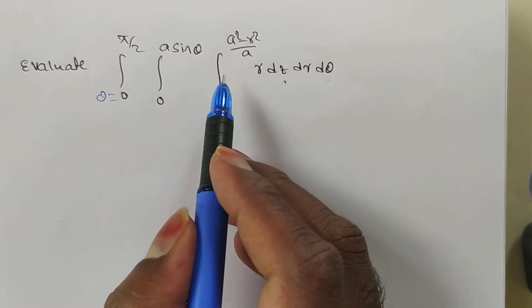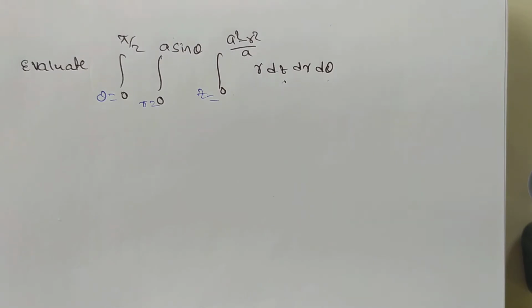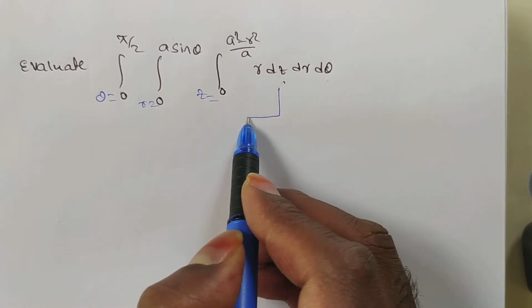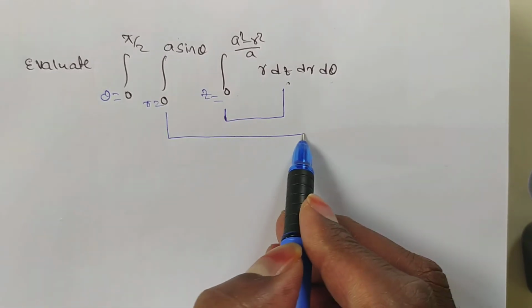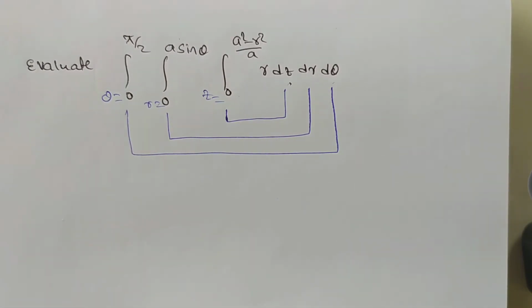r is not a function of r, so obviously this is the limit for z. Now it is the limit for r. Like this we have to find out the limits. Now we have to solve the problem. First you observe they are given dz. So first I am integrating with respect to z, later with respect to r, and then with respect to theta. This is the procedure.